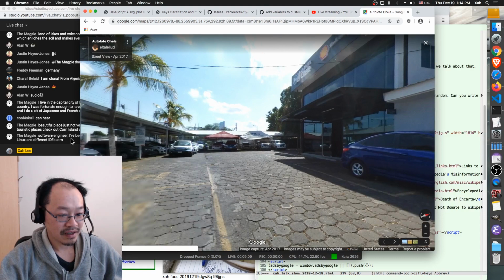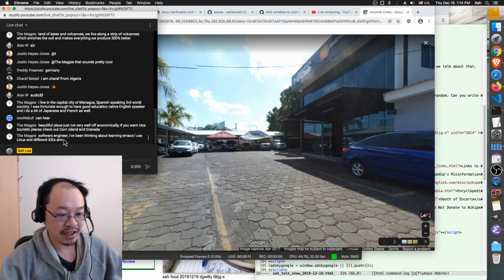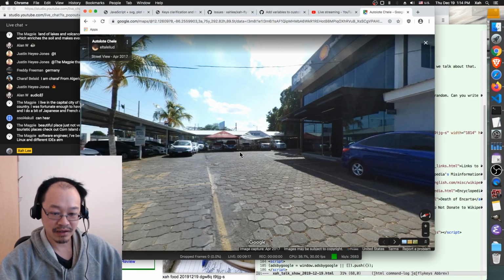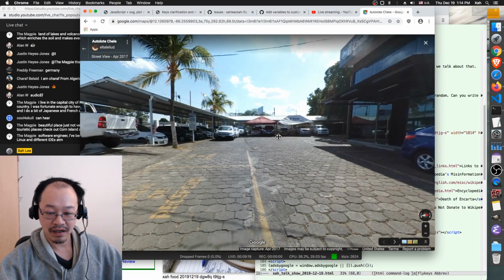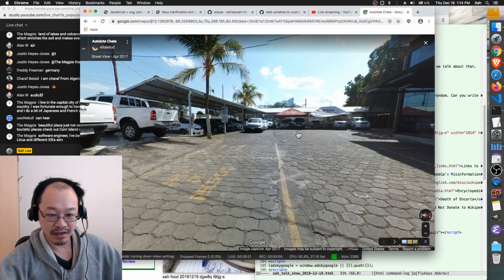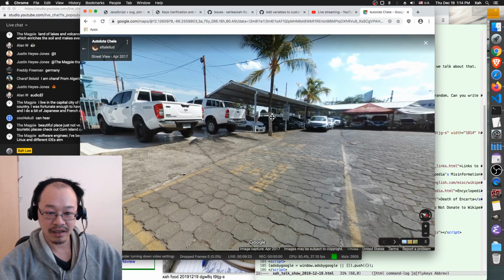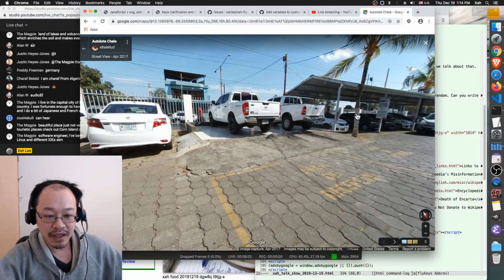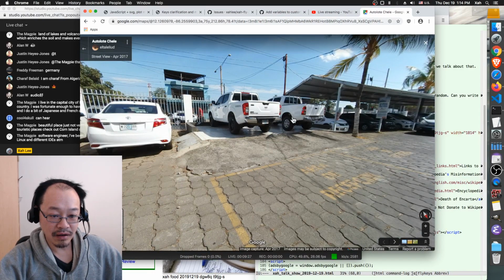So Magpie says, software engineer, I've been thinking about learning Emacs. I use Linux and different IDEs at the moment. Oh, that's interesting. So you are not an Emacs user as of now, but you are thinking about it. So anyway, we are looking at this.